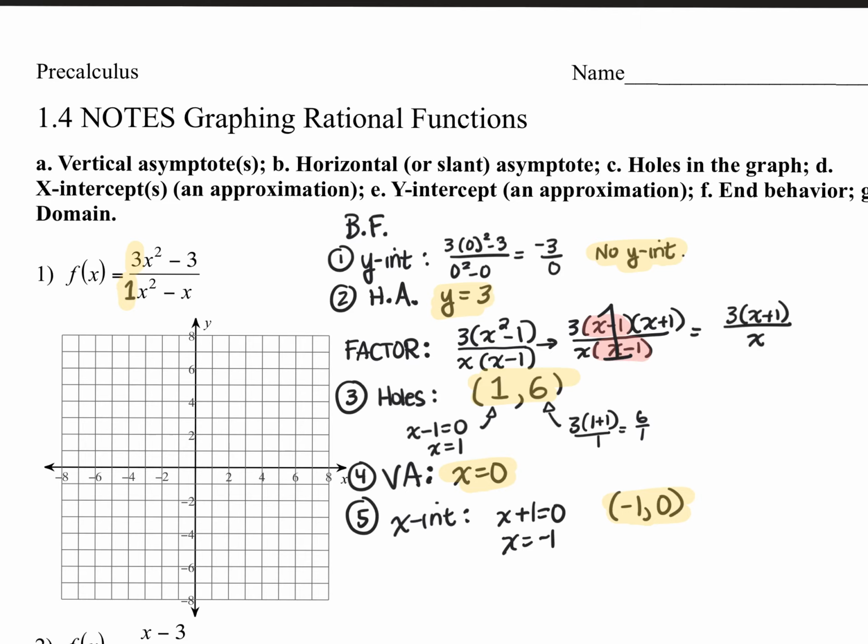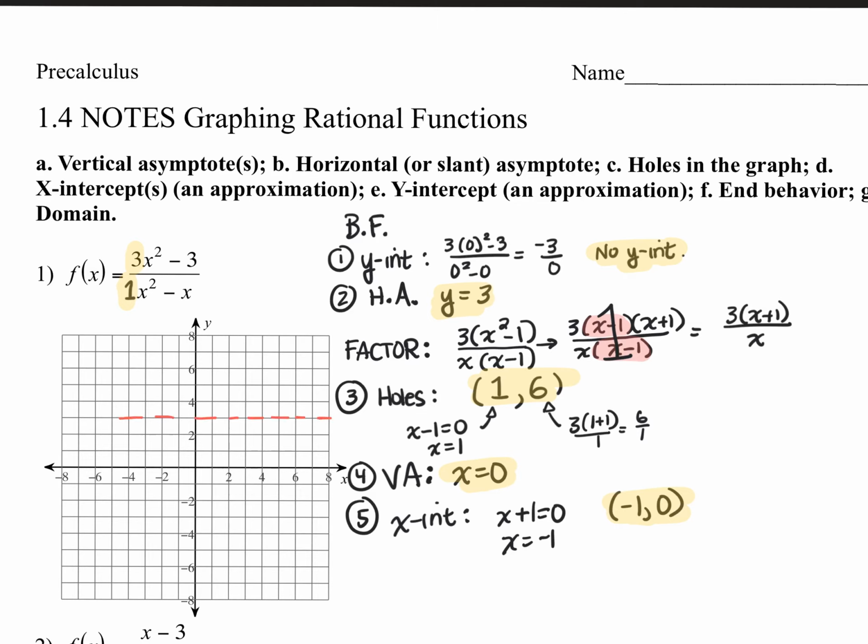Okay, I'm going to save end behavior and domain for just a second because I want to actually go through and graph this function. So I would just go right on down the line, right? I'm going to think about my y-intercept, and if I can graph that. There is no y-intercept, so I don't have to worry about that. Next thing I graph is my horizontal asymptote. Now I know a horizontal asymptote is a horizontal line. So I'm going to graph a horizontal asymptote through the y value of 3.